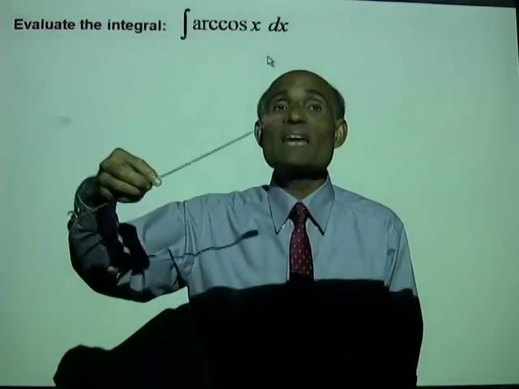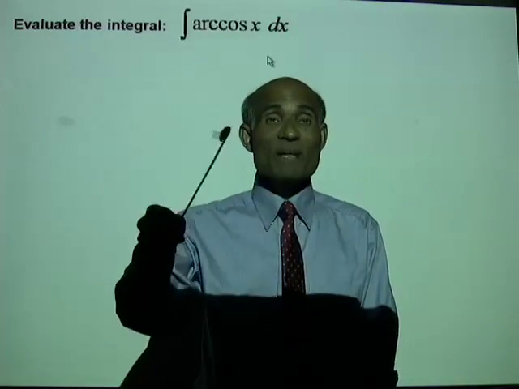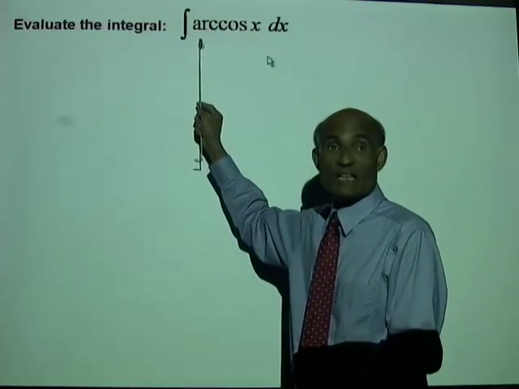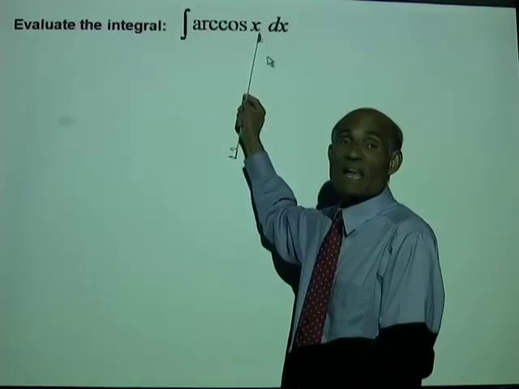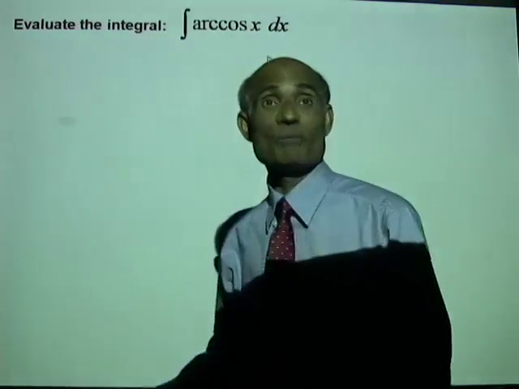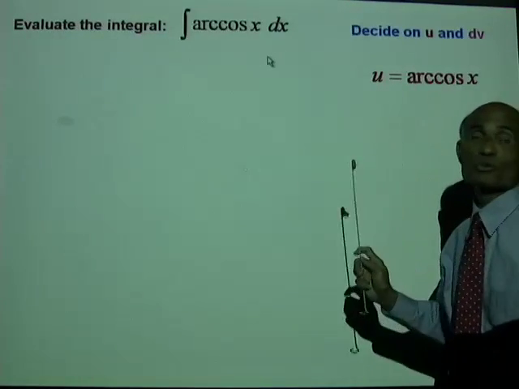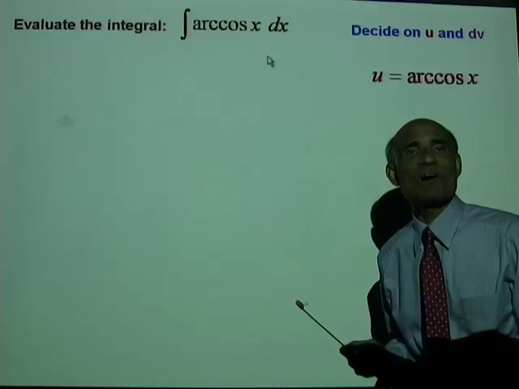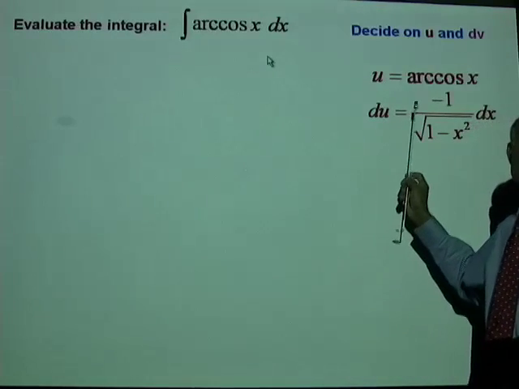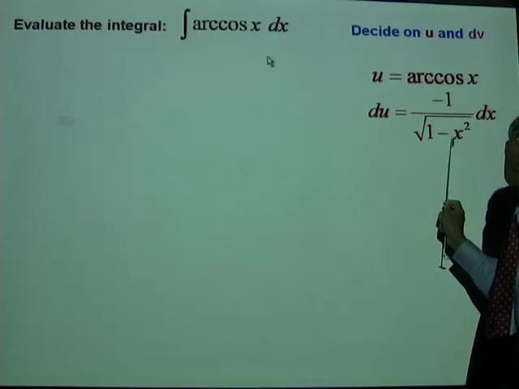Do you know how to differentiate arc cos x? Yes, we have done that. So arc cos x can be differentiated. So that can be your u and dx can be your dv. That's the way to go. So we have u equal to arc cos x. What is the derivative of arc cos x? The derivative of arc cos x is negative 1 over square root 1 minus x squared.